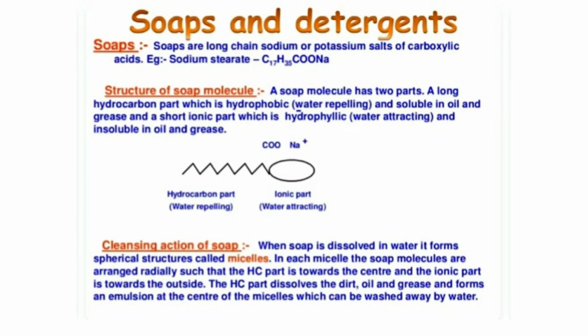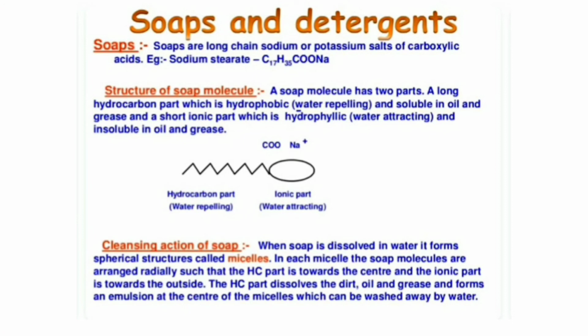Soaps and detergents. Soaps are long-chain sodium or potassium salts of carboxylic acids. Example, sodium stearate, C17H35COONa. Structure of soap molecule. A soap molecule has two parts. A long hydrocarbon part which is hydrophobic, water repelling and soluble in oil and grease, and a short ionic part which is hydrophilic, water attracting and insoluble in oil and grease.